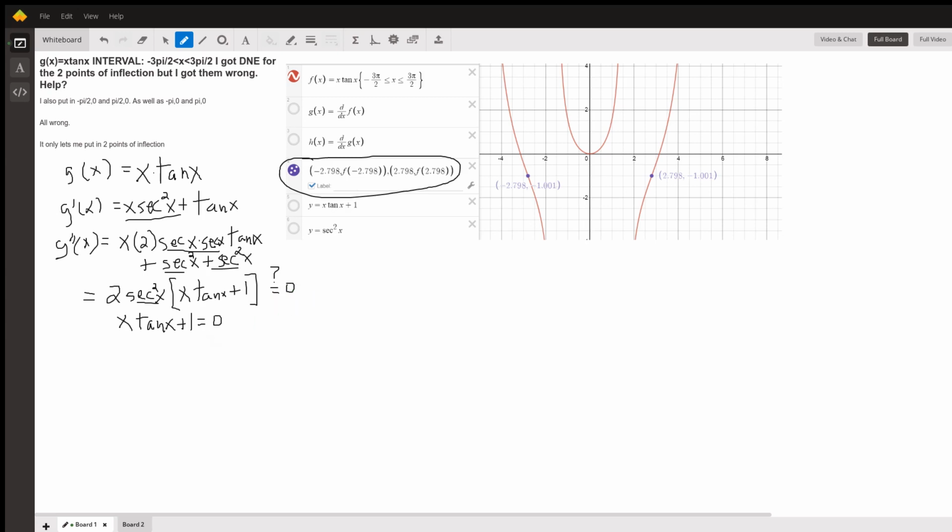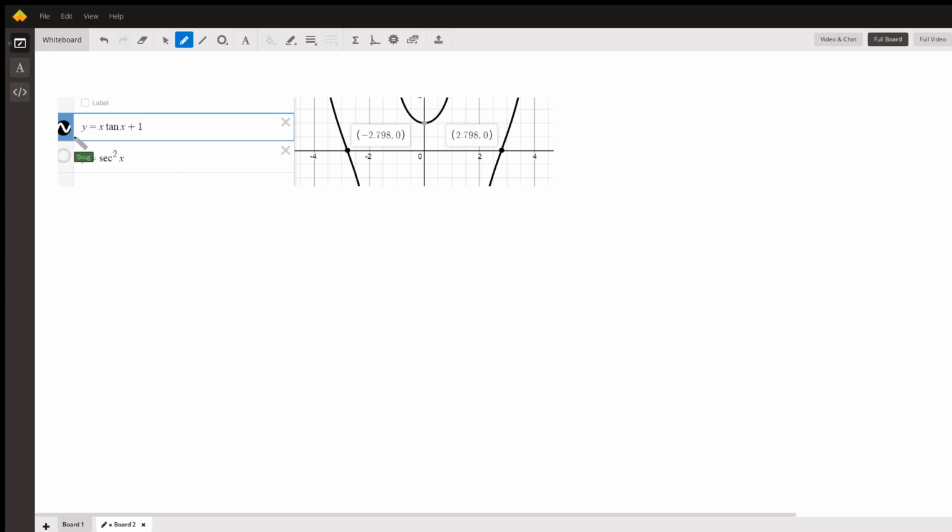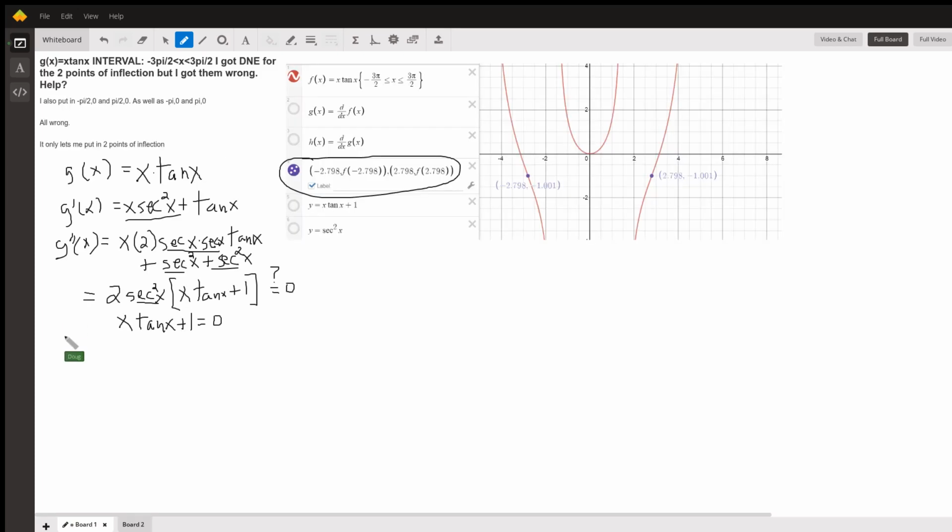So if I go to board 2, here's the function y equals x tangent x plus 1. When does that equal 0? At -2.798 and 2.798. So back to board 1, there's your points of inflection at -2.798 and 2.799. Now we would have to confirm that on either side of those points of inflection, concavity changes.